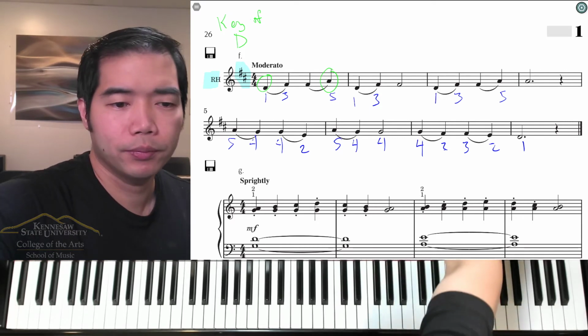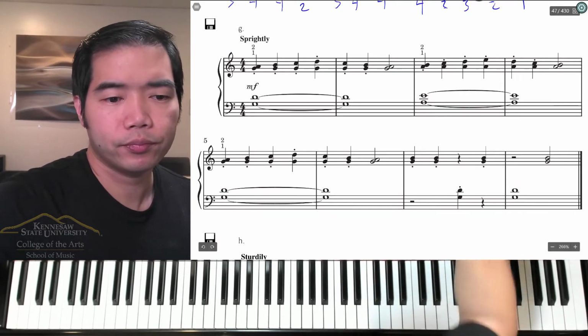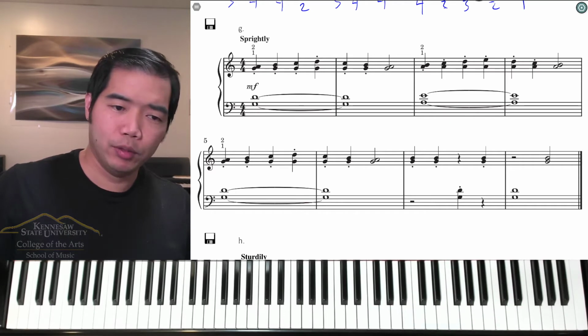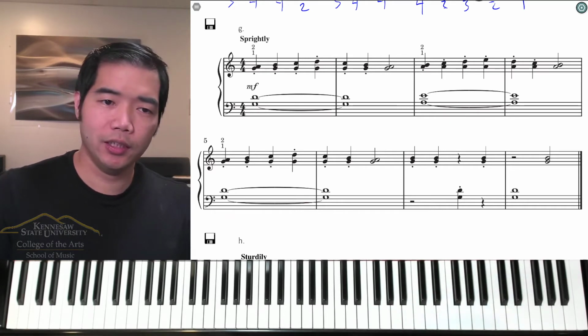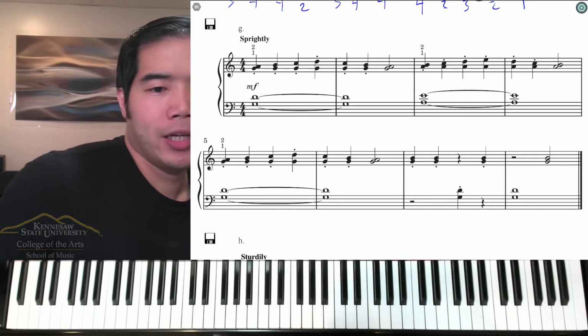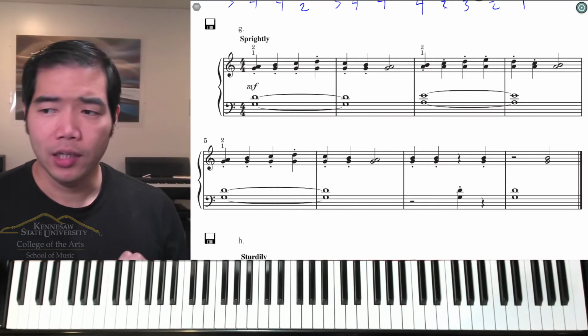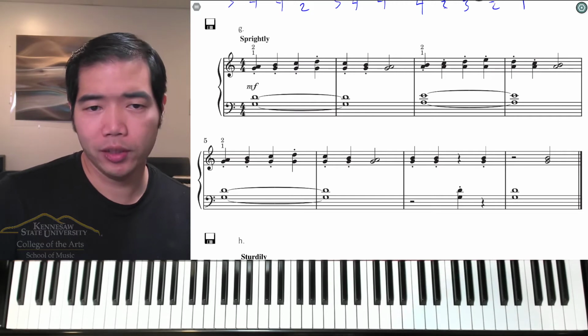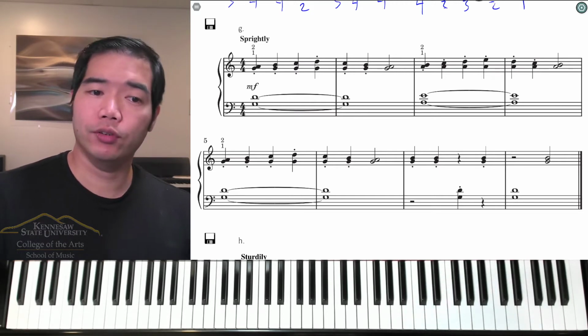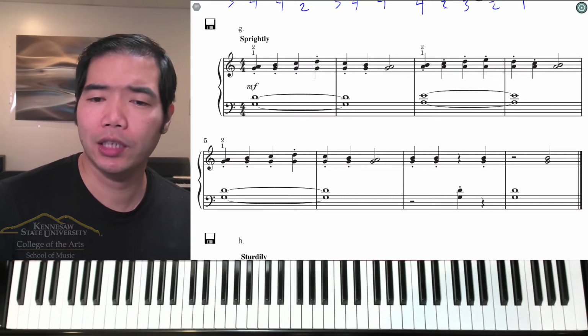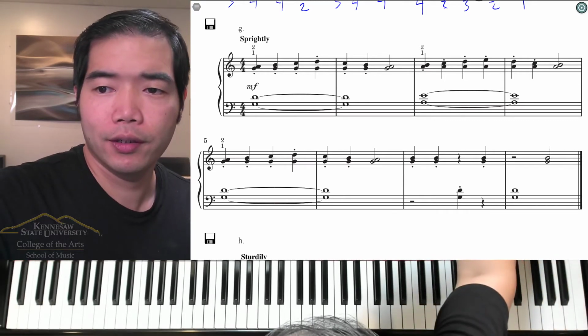Now let's take a look at example G. Example G, there is no sharps in the key signature. Let's take a look at the left hand here. We're in 4/4 time. And what do you notice? You might notice that again we're dealing with intervals. In this case, we're dealing with the interval of a fifth.